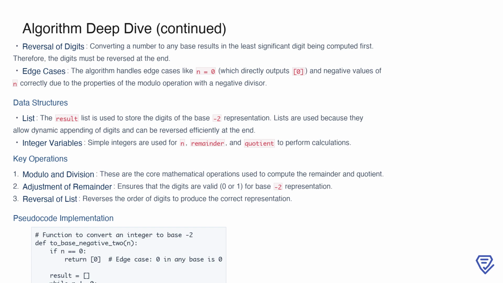The data structures used in this algorithm are simple yet effective. The result list dynamically stores the digits as they are computed, allowing for efficient appending and reversal. Integer variables like n, remainder, and quotient are used to perform the necessary calculations. The operations involved are straightforward: modulo and division for computing remainders and quotients, adjustment of the remainder to ensure valid digits, and reversal of the list to produce the correct order. These operations, while simple, work together seamlessly to handle the unique challenges of base -2 conversion.